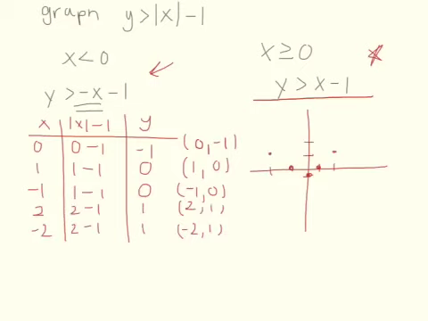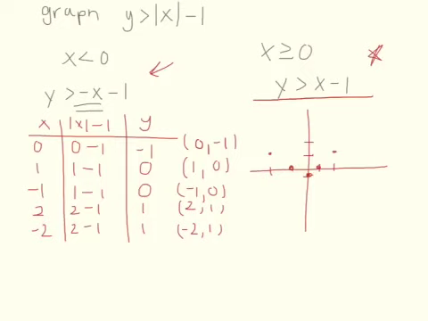I also put 2 in and got our y to be 1, and then negative 2 in for x and got our y to be 1 as well. So I can plot those 2 points, 2, 1, and negative 2, 1. And we can see the graph taking shape of our absolute value angle. Our vertex is shifted down 1 because we're doing an operation outside of the absolute value.